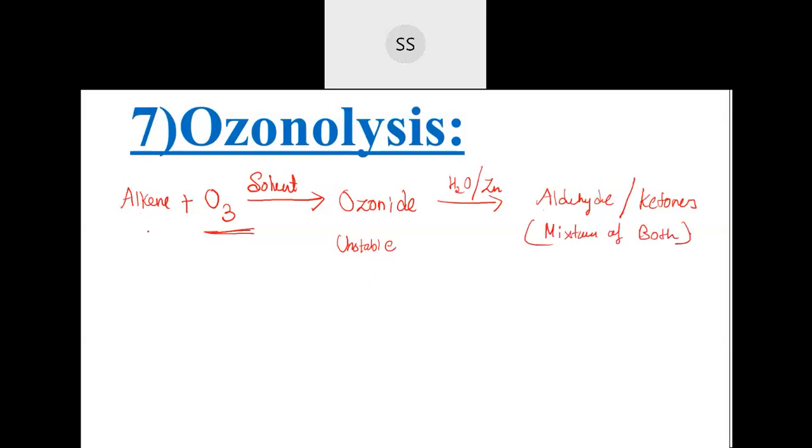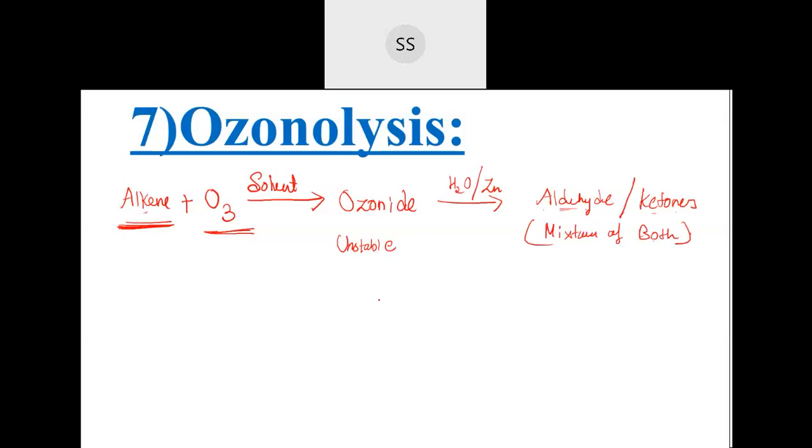Whether you get aldehyde, ketones or a mixture of both depends on what alkene you take and where the breakage happens. If your alkene is symmetrical, then it will give you either aldehyde or ketone. If your alkene is unsymmetrical, then you may end up getting a mixture of both. So it depends on what type of alkene you are taking. This is what happens during the ozonolysis process.